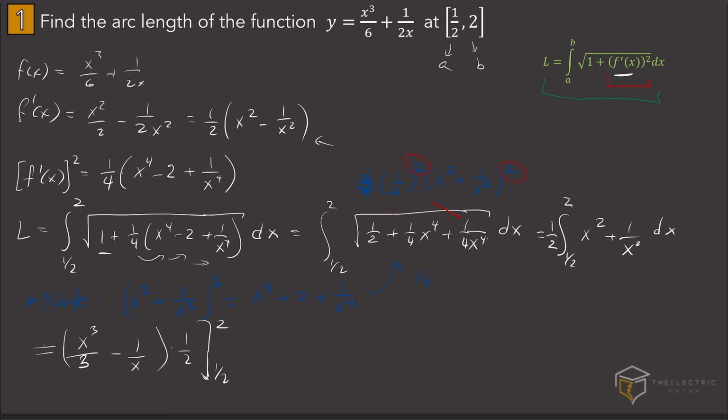Evaluate it from 1/2 to 2, which gives you 33 over 16, or approximately 2.1. That would be your result.